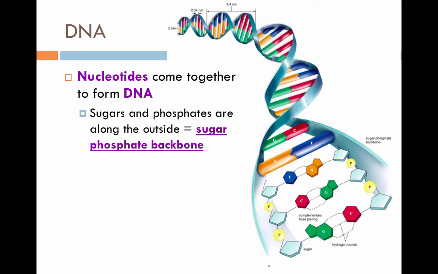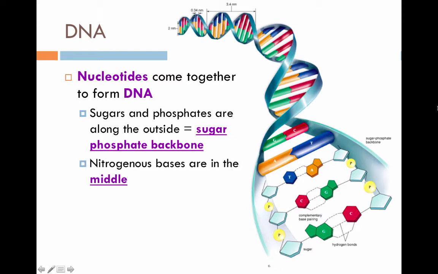The sugars and phosphates are always on the outside of the DNA, therefore creating a sugar-phosphate backbone that runs along the outside. Notice in this picture, sugar, phosphate, sugar, phosphate, sugar, phosphate, and all the way up. Notice on the other side, sugar, phosphate, sugar, phosphate, sugar, phosphate, and all the way up. So the outside is the sugar-phosphate backbone.